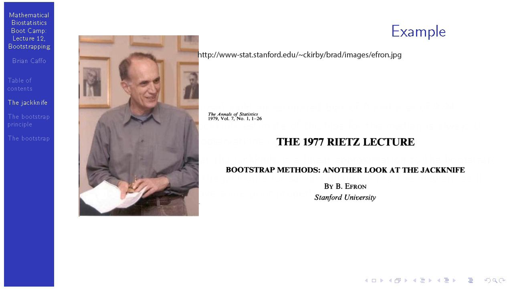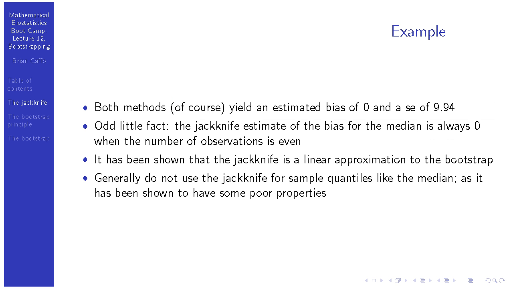And the Jackknife has been shown to be a linear approximation of the Bootstrap. So if you're in some setting where it's going to be difficult to program up the Bootstrap, then doing a Jackknife, which is a pretty simple thing to do, is a handy little tool to use. And then just to remind you, don't use the Jackknife for sample quantiles. It's a handy procedure and it works in a lot of settings, but maybe not for sample quantiles like the median, as it's been shown to have some poor properties.